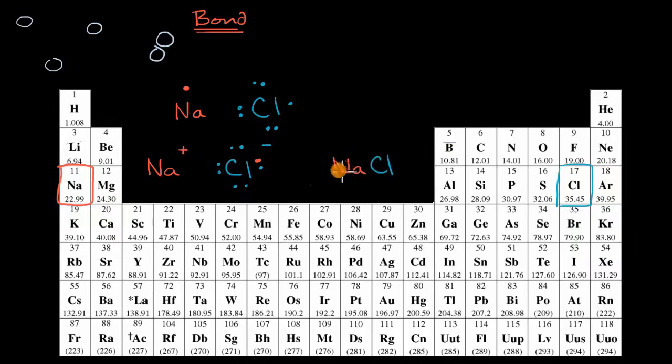And this type of bond between ions, you might guess what it's called. It is called an ionic bond.